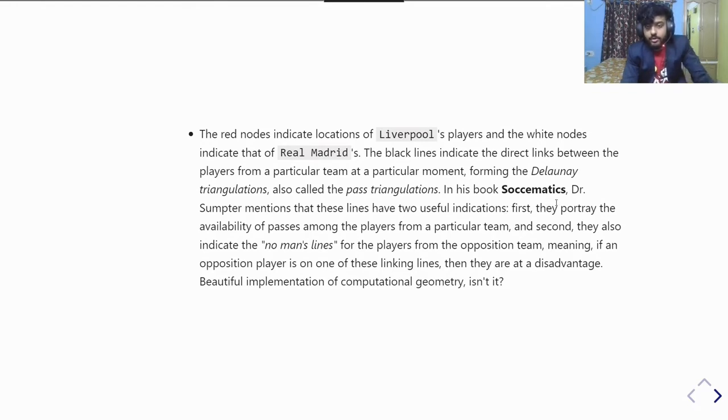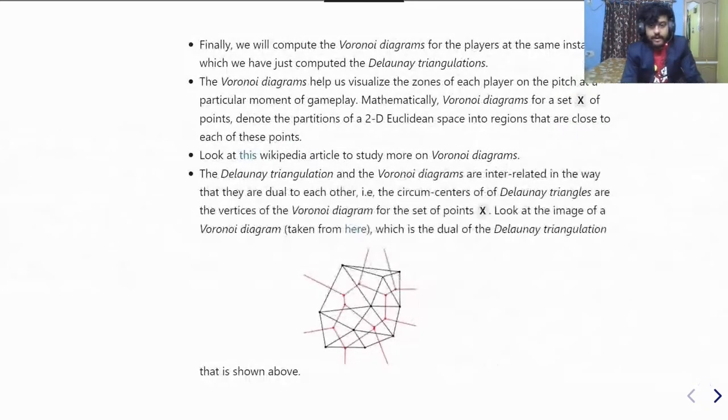In the book Soccermatics by Dr. Sumpter, he mentions that these lines have two useful indications. First, they portray the availability of passes among players from a particular team, and second, they also indicate the no man's lines for players from the opposite team. Meaning, if an opposition player is at that location linking the lines, then they are at a disadvantage. So that's actually useful for analysis.